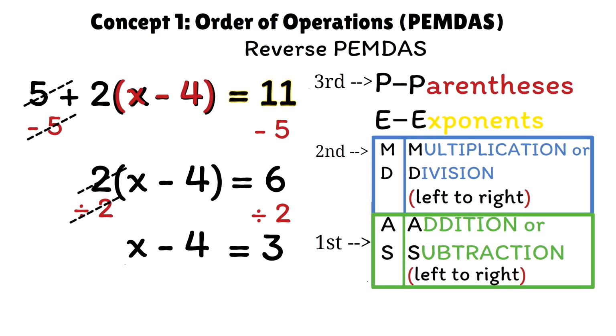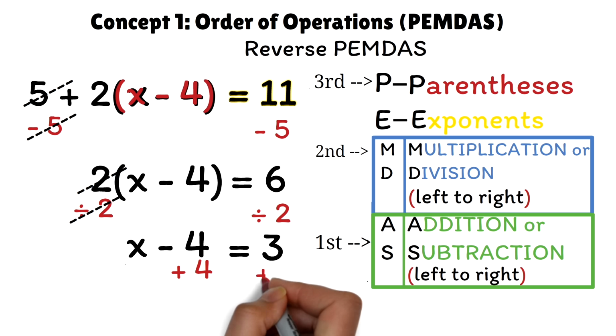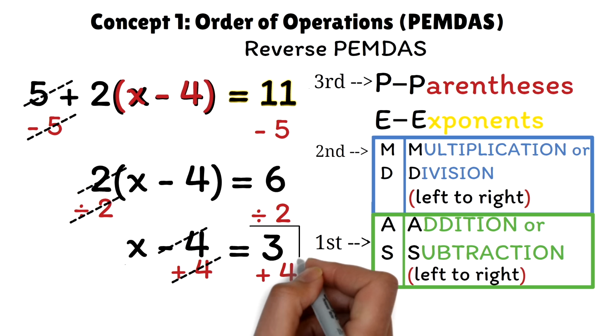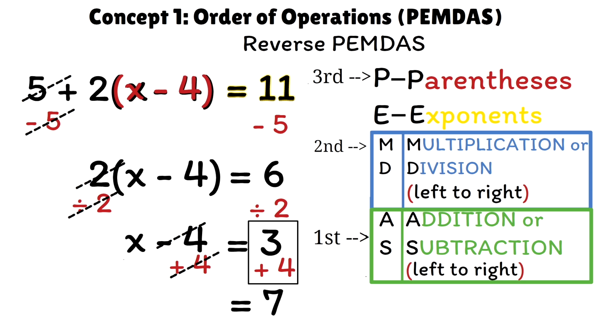So, to solve for x, we can add 4 to both sides of the equation. Addition is the opposite operation for subtraction. The 4 will cancel out, and 3 plus 4 is 7. So, x is equal to 7. Notice we got our lucky 7 number as expected.